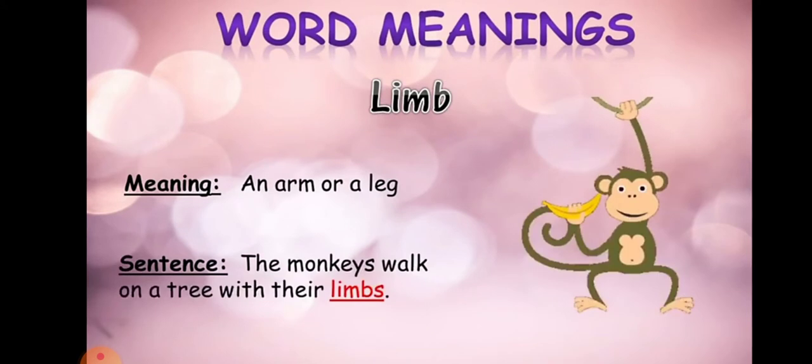Next word is limb. The meaning of this word is an arm or a leg. The sentence you can make with this word can be: the monkeys walk on a tree with their limbs. Limbs, that means an arm or a leg. And when the monkey walks on a tree, it can walk by its legs or arms.